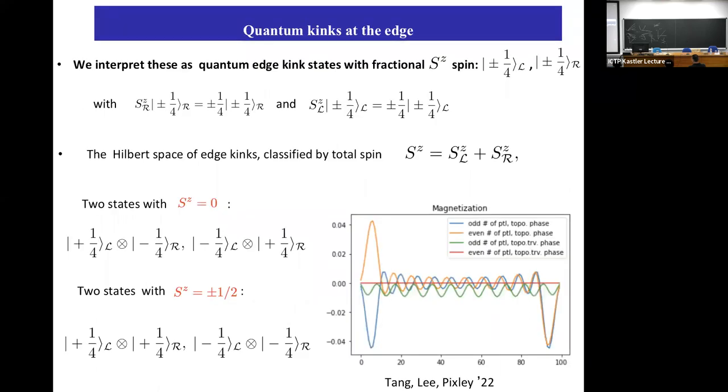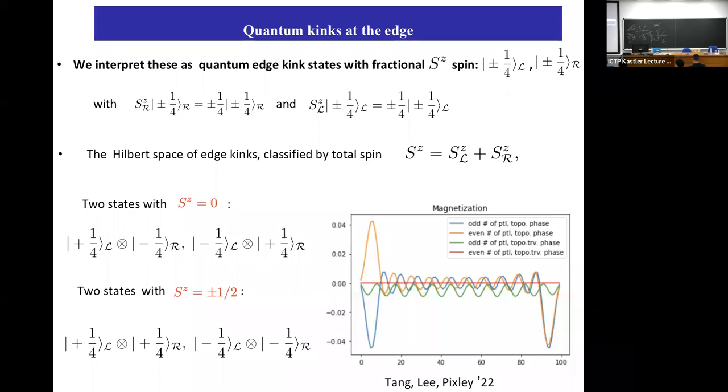So we interpret these states as arising from edge kink states, which have fractional spin Sz plus minus quarter on the left, plus minus quarter on the right. And we assume that there is an operator acting at the edge, genuine quantum operators whose eigenstates these are, something that I will re-examine in a minute. So the Hilbert space of these edge kinks is now classified by the total spin, left and right. The two states with Sz equals zero are generated by quarter, minus quarter, or minus quarter, quarter. And the two states with Sz plus minus half are quarter, quarter, and minus quarter, minus quarter.